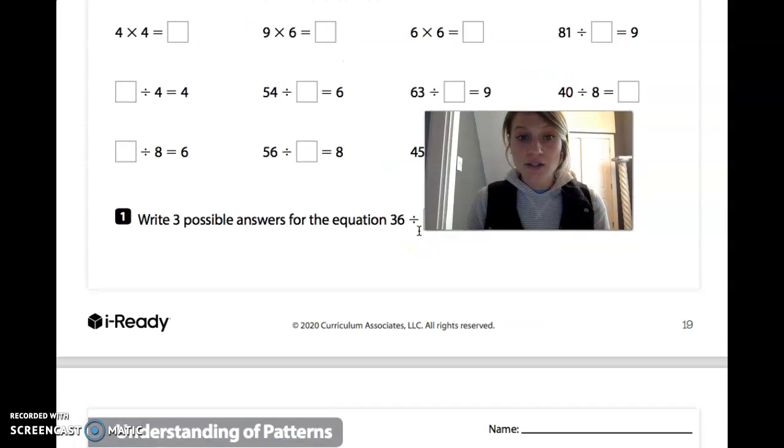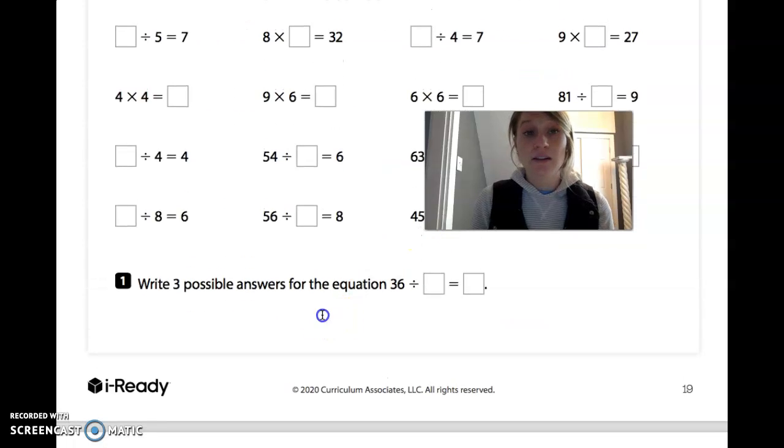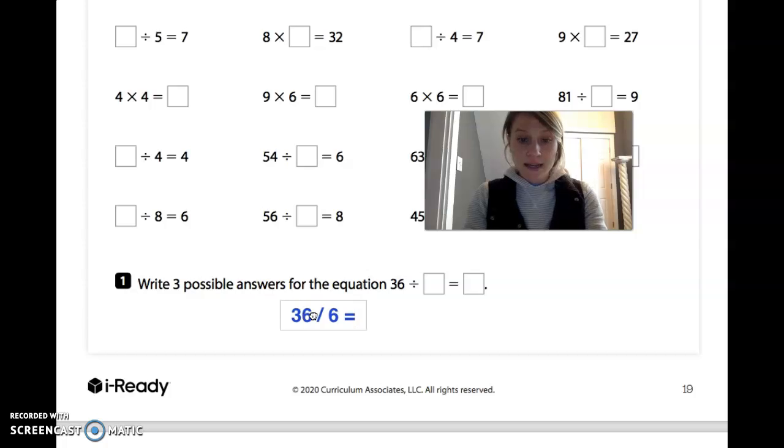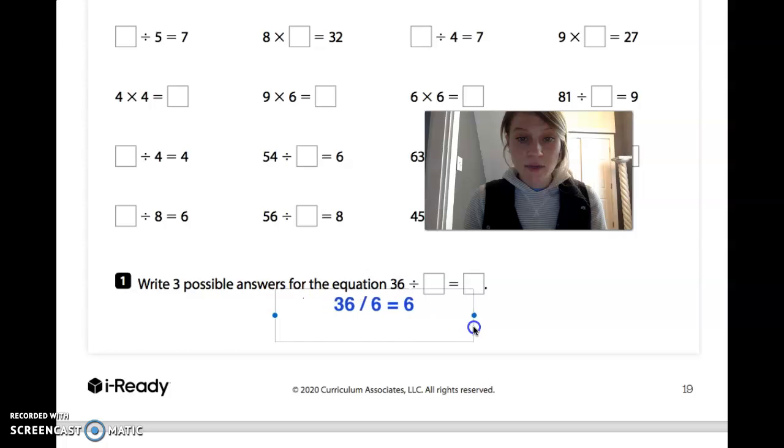So I want you guys to write down 3 different answers. Now, I just went ahead and gave you a couple right there, so I'll write those down with you. So I have 36 divided by 6 equals 6. What's another way to get 36?